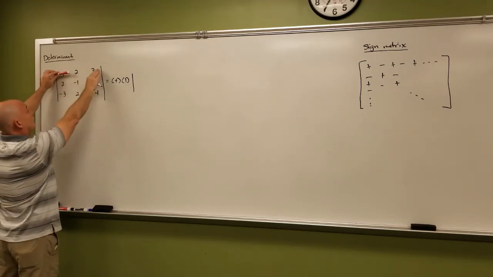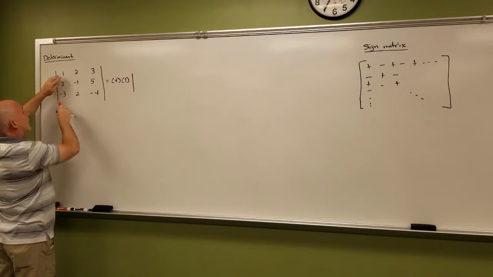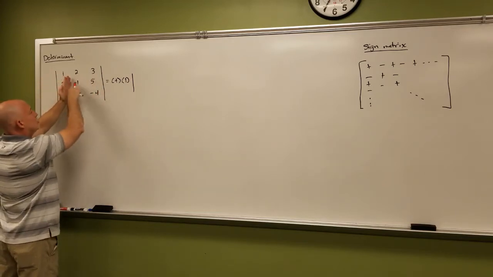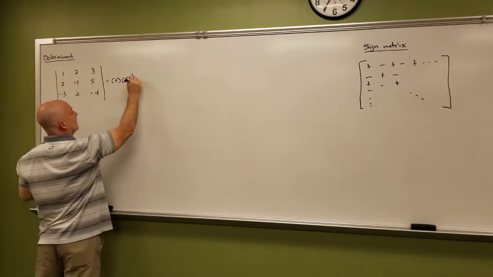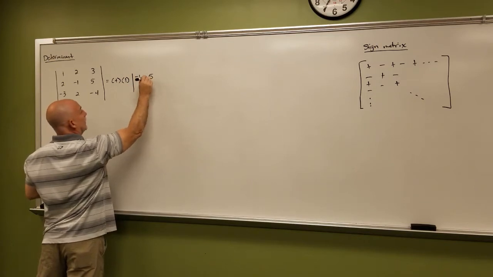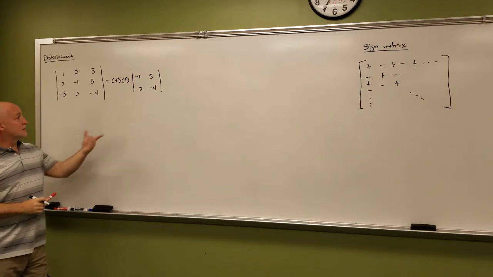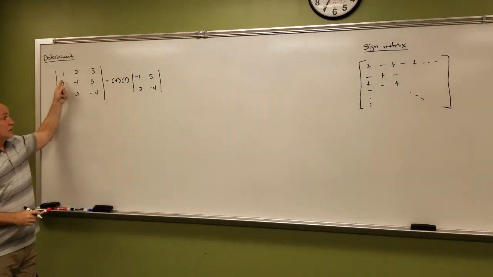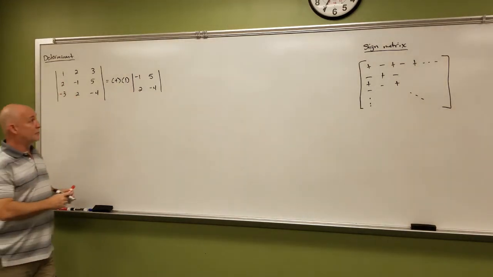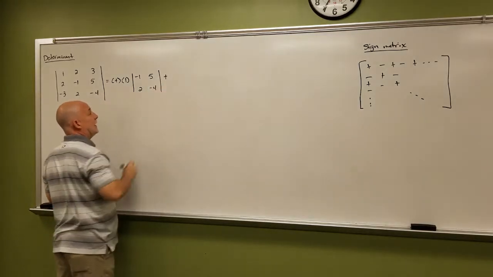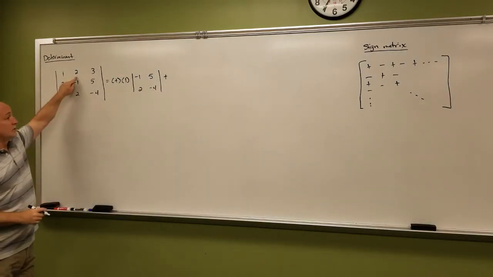So if you crossed out the first row and the first column, you'd end up with this little 2 by 2 right here. You'd end up with -1, 5, 2, -4. Okay, so this is the value we're going to get from the first position. Now we do the same thing for every position and just sum it up. So then we add. Let's go to the second position.